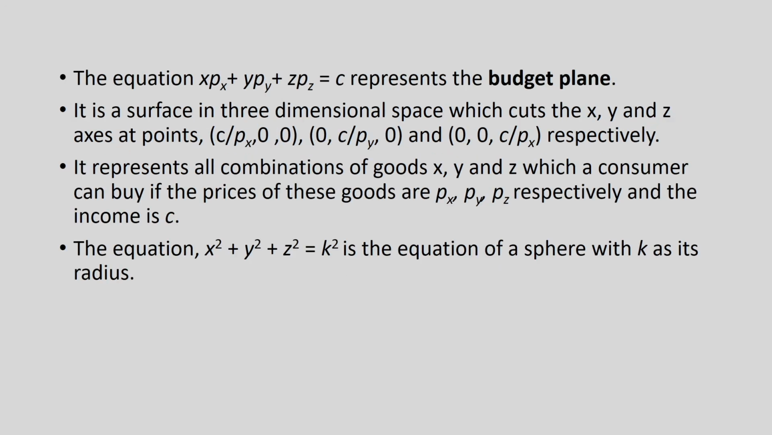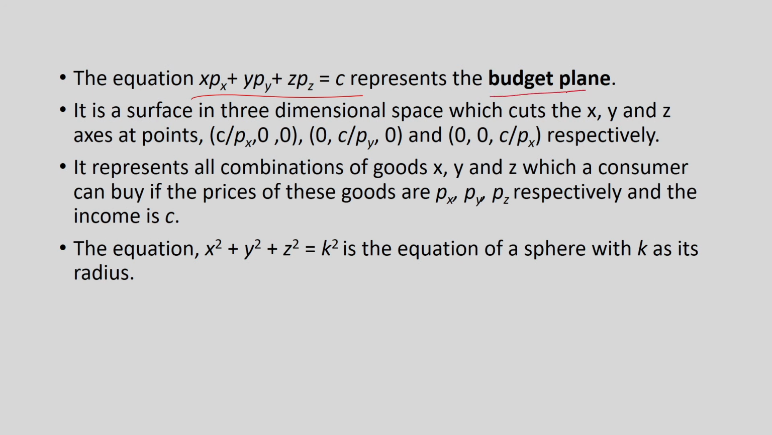Now let us talk about a more complicated sort of plane. Let us talk about this: x multiplied by p x plus y multiplied by p y plus z multiplied by p z is equal to c. This is what we are calling the budget plane. Why are we calling it the budget plane?